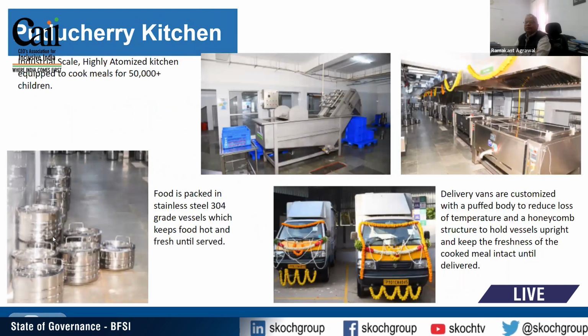You can see the photographs, an industrial scale, highly automated kitchen equipped to cook meals for 50,000 plus children. And food is packed in stainless steel 304 grade vessels, which keep food hot and fresh until served. And these are the delivery vehicles by which this food is delivered to the different schools in the nearby area. Next, sir.